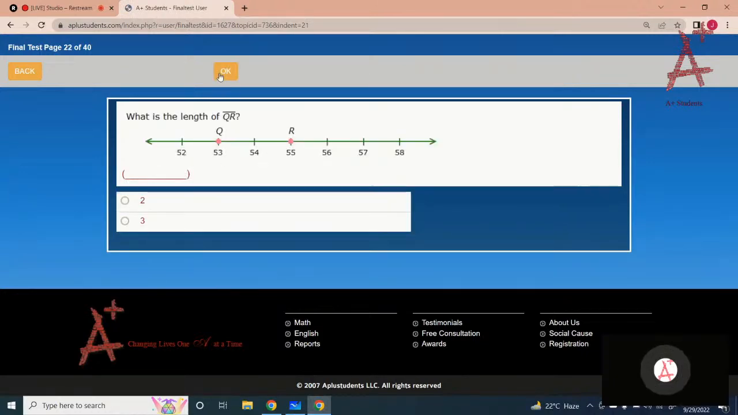Okay, what is the side length of QR? So find the values of Q and R. Q is at 53 and R is at 55. So when you subtract 53 from 55, the answer is 2. Very good. So the length of QR is 2.